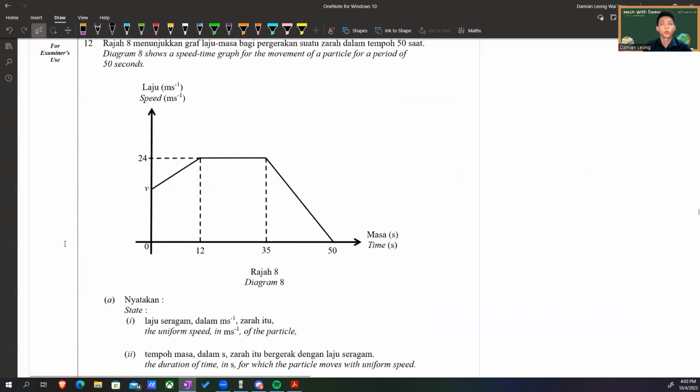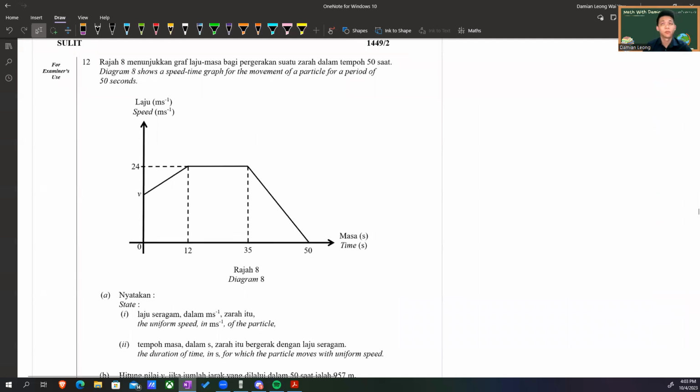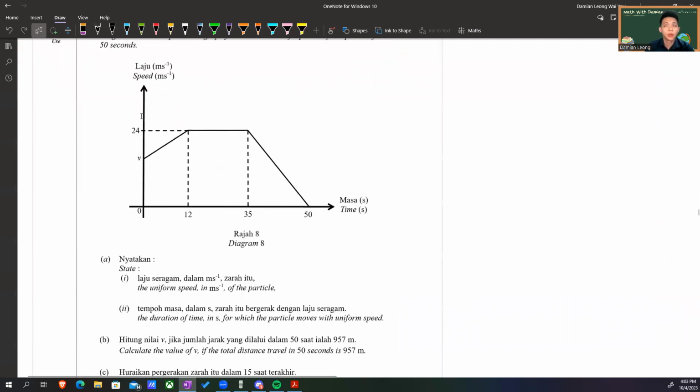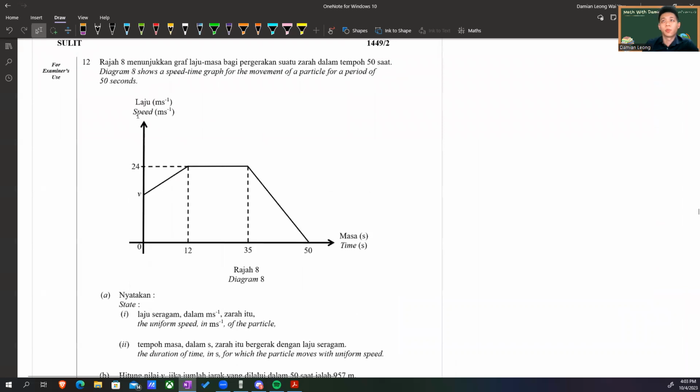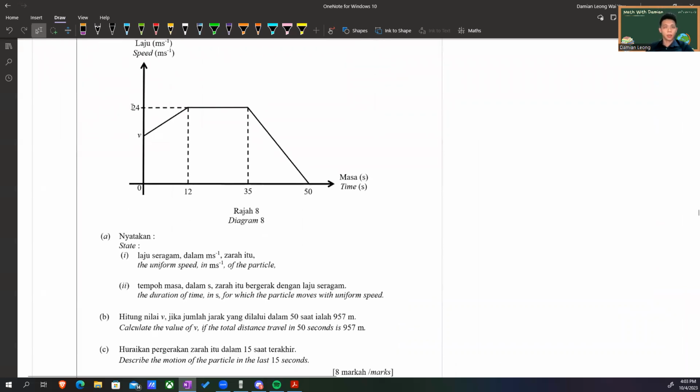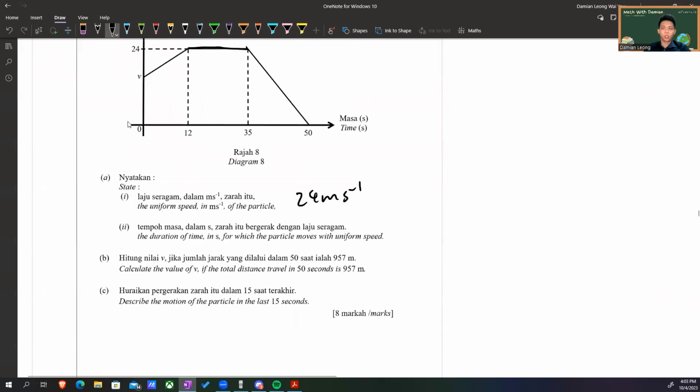Then question 12, I have a speed against time graph, for the movement of a particle for a period of 50 seconds. Part A, the uniform speed of the particle means when the speed doesn't change, this part. So that is 24 meters per second. Very straightforward. The duration of time the particle moves at uniform speed, from here to here, is 35 minus 12, 23 seconds.